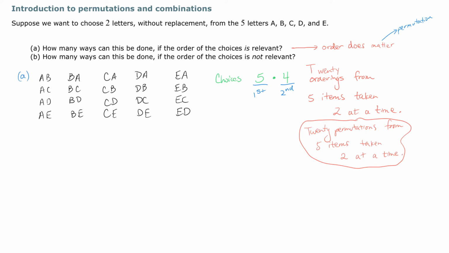Now, why don't we move to part B? Part B says, how many ways can this be done if the order of the choices is not relevant? So if it says not relevant, that means order does not matter. Now, order does not matter, we don't think of the word permutation. Instead, we think of the word combo or combination.